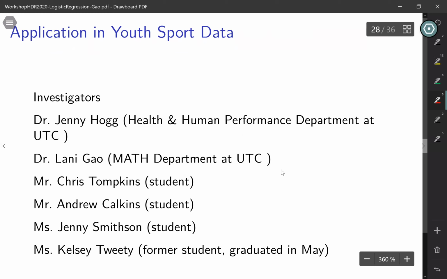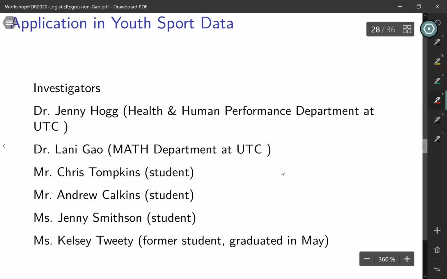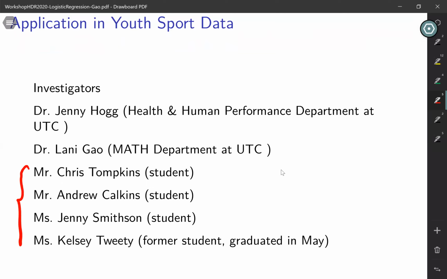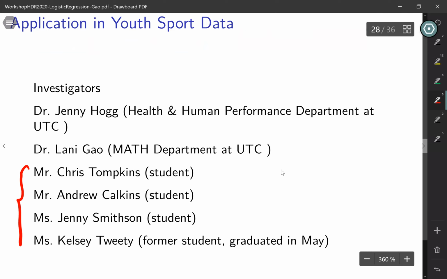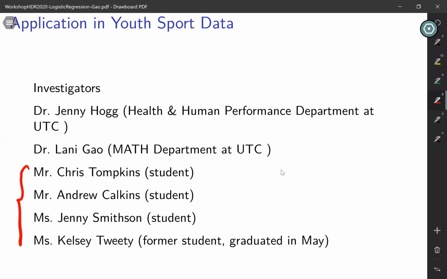And here, the other PI is from the Department of Health and Human Performance at UTC, and these are all my students. And Andrew is here. I know Chris is here. No. Okay, Jenny. I know Jenny is working. And then this is Tweety, she just graduated in May, and she made a very significant contribution to this project.